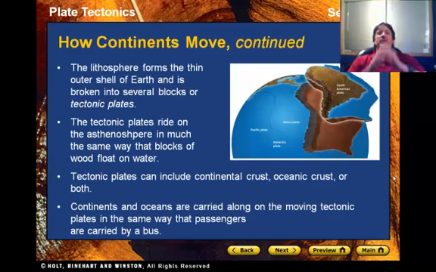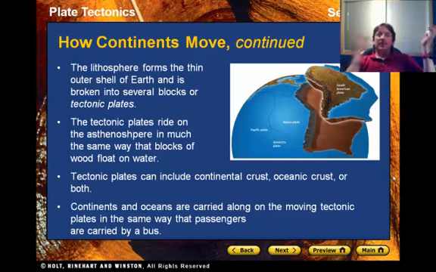Here's a picture that helps. Lithosphere forms a tiny outer shell of the Earth, broken into several blocks of plates. The tectonic plates ride in the asthenosphere. They use the example like blocks of wood on water. I don't quite buy that. It's a little different than this, but that idea works.